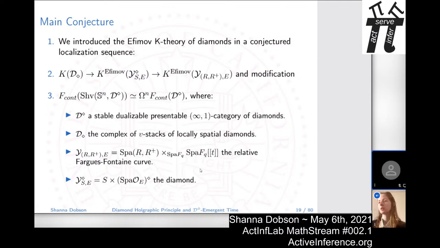The left-hand side, that omega to the n, is actually going to correspond to the continuous K-theory spectrum of D-diamond. So again, it's a way of gluing together and looking at the isomorphism classes of what's happening in these diamonds.